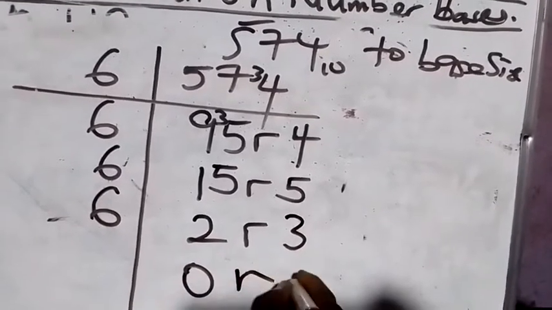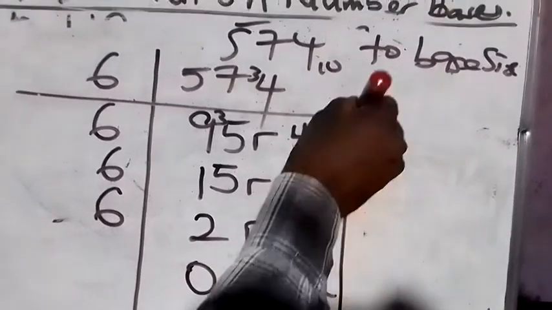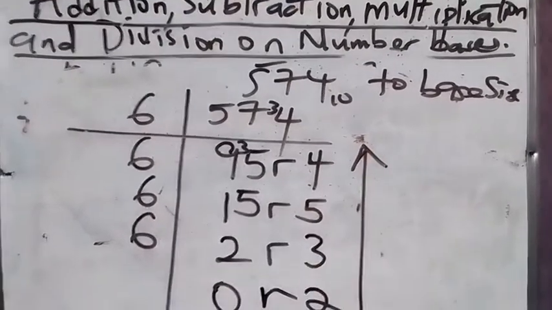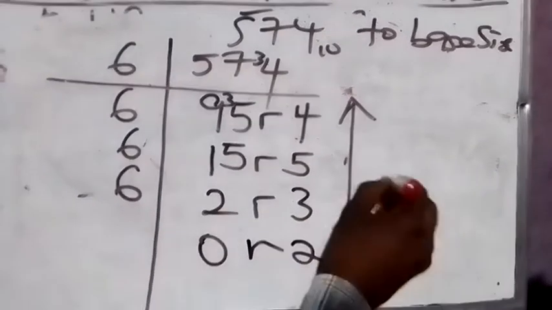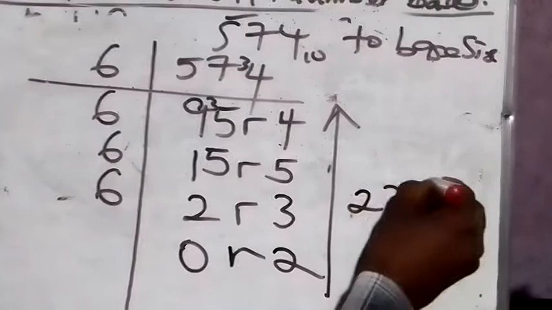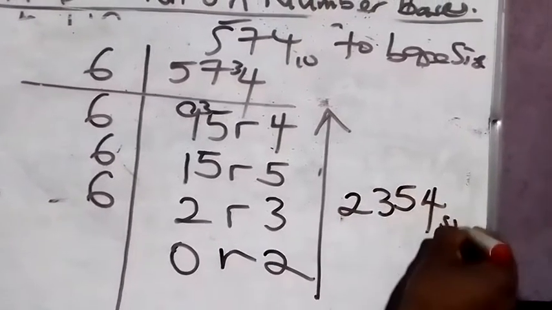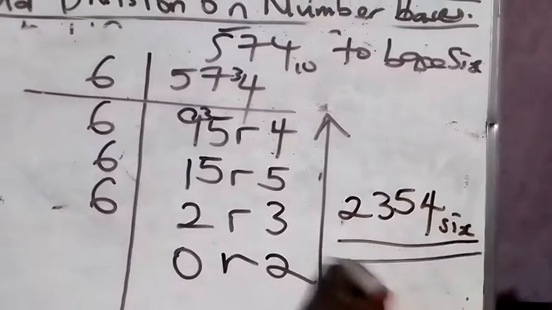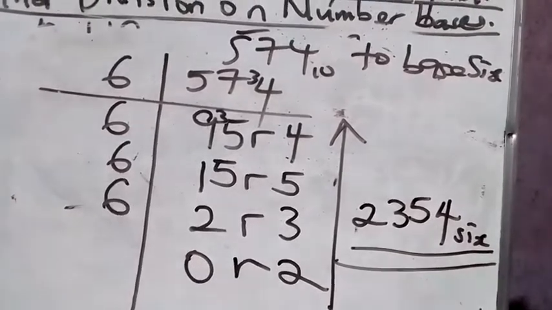You bring what is here. You come in here. So the way we used to arrange it, anytime you do, you start your answer from the down. That will be 2, 3, 5, 4, base 6. So that is the answer for the additions. So that is all about the additions.